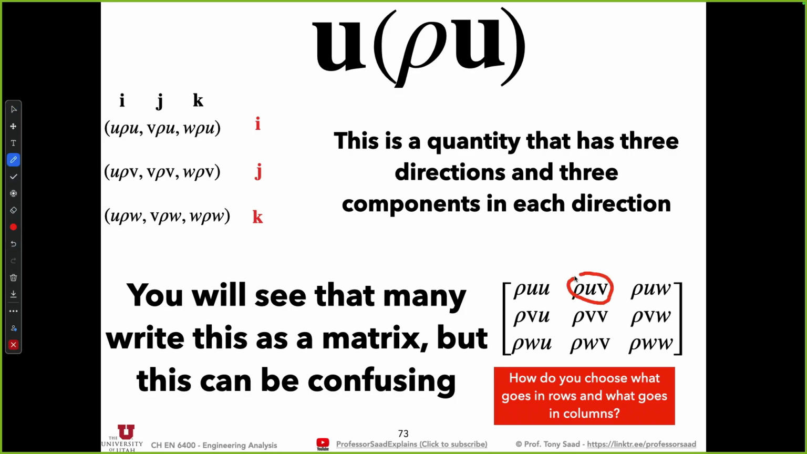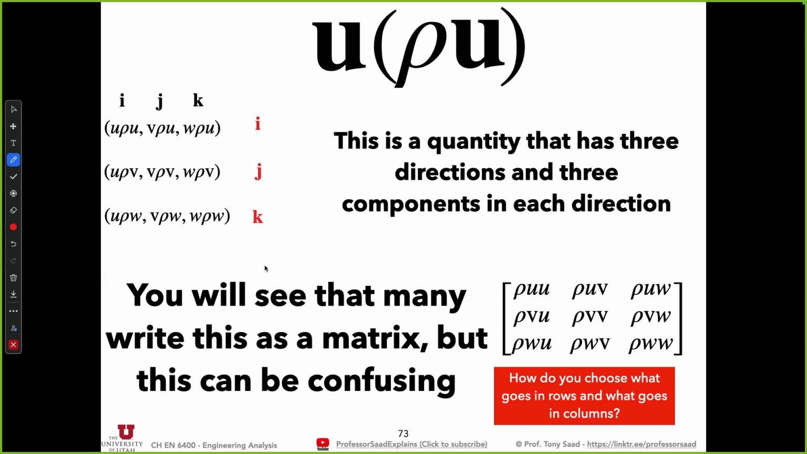You will see that rho uv here is equal to rho vu, rho uw is equal to rho wu, and rho wv is equal to rho vw. So however you arrange them, it's going to give the same answer numerically. But once you go to non-symmetric tensors, this will mess things up. Don't be tempted to write it in matrix form.